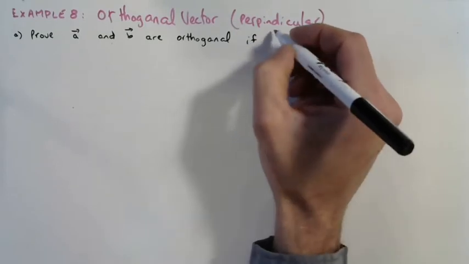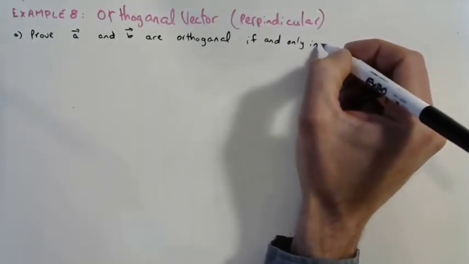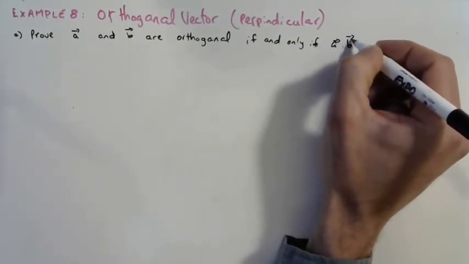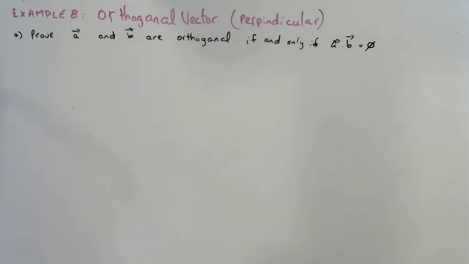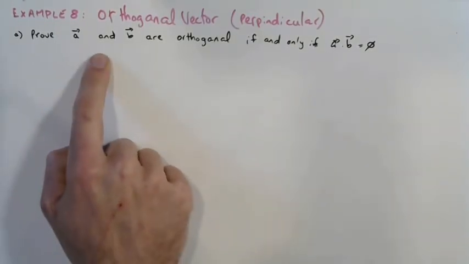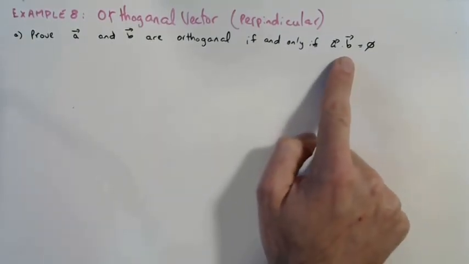if and only if their dot product is 0. Okay, so a little bit of the same concept here. Again, if and only if means if the dot product is 0, then A and B are orthogonal. And if A and B are orthogonal, then the dot product is 0.